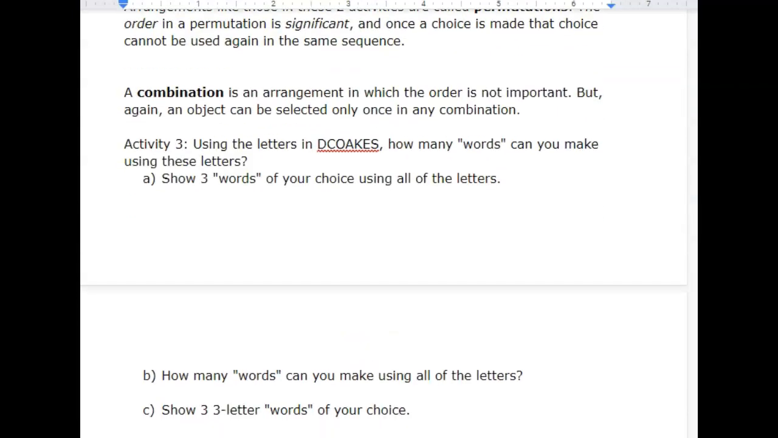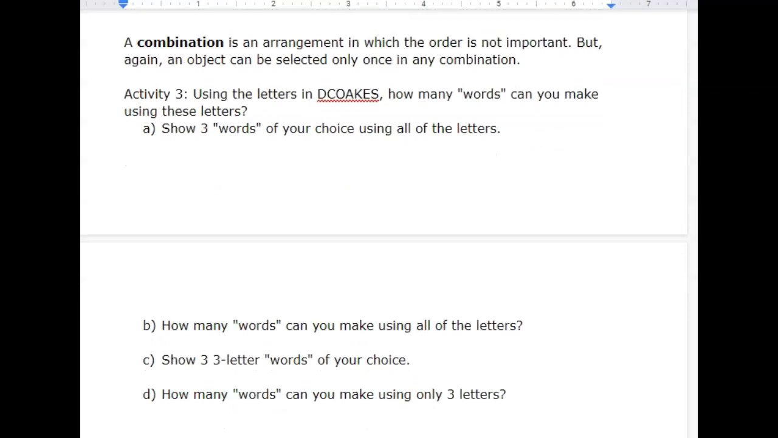When you get to the combinations, they become a little bit more difficult. And when I'm talking about words, you might think, that's not really a word. DCK is a word. I know it doesn't make anything, but that's what it's asking you to think about.